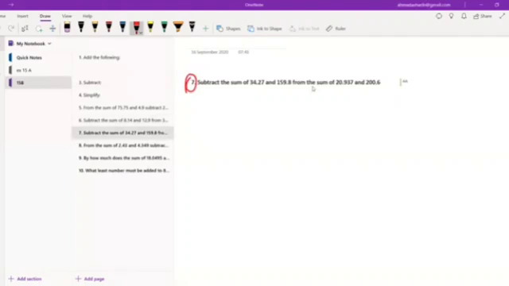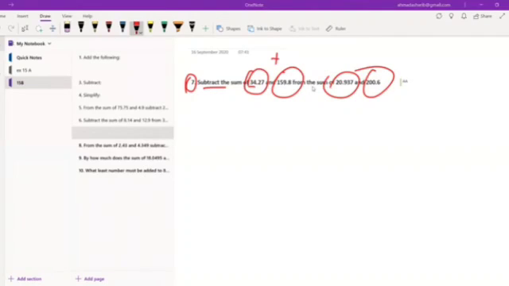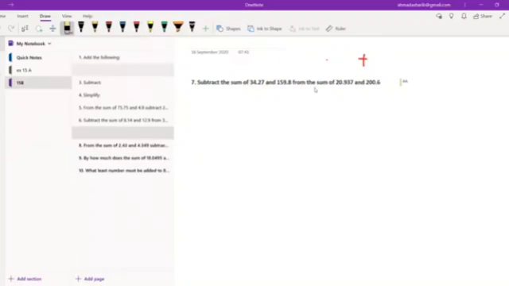Question 7. Subtract the sum of this and this from the sum of this and this. Means इन दोनों का sum करना है, and इन दोनों का sum करना है और फिर उनको subtract कर देना है. So let us do this question now. Question number 7. So first हम find करेंगे.